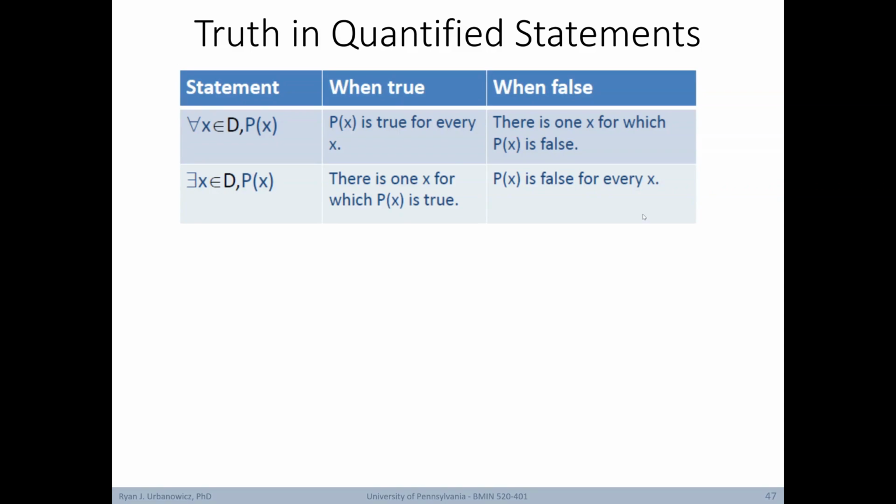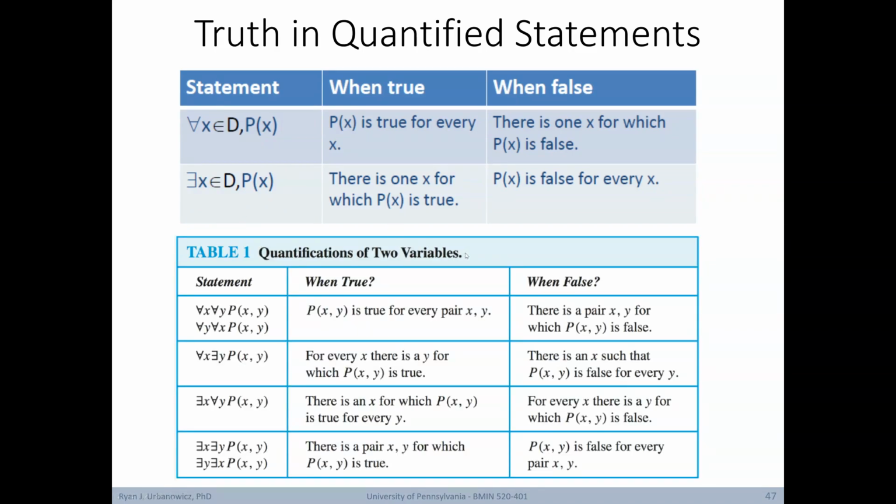Let's see what's required for truth in quantified statements. Let's start with the universal quantifier, where x has the domain D, and we have the predicate P of x. This universally quantified predicate is true whenever P of x is true for every x. It's therefore false when there is just one x for which P of x is false. Shifting to the existential quantifier, this is true when there is even just one x for which P of x is true. And it's only false in the situation where P of x is false for every single x, because all you need is one to be true.